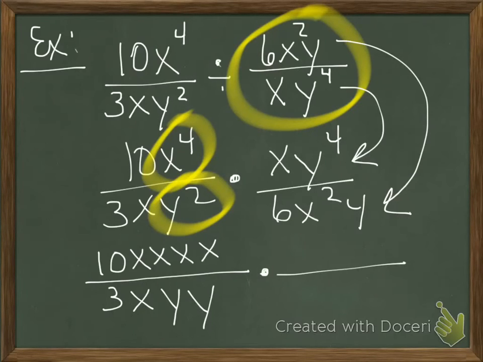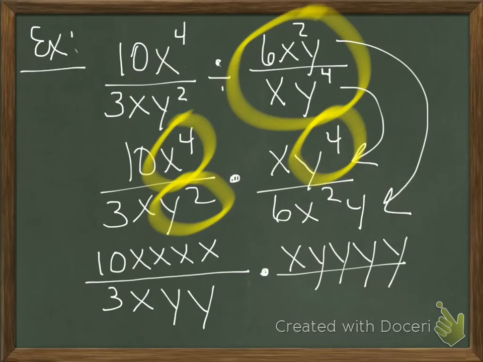On the second fraction, in my numerator, I have an x, and I have y to the 4th, which I will rewrite as 1, 2, 3, 4 y's. And then in my denominator, I have 6, x squared becomes x times x, and I have a y. Writing it out like this makes it easier for me to see what cancels. So now I'm going to cancel. 1x in the top cancels with 1x in the bottom. 1x in the top cancels with 1x in the bottom. Cancel, cancel. That's all of the x's that will cancel.